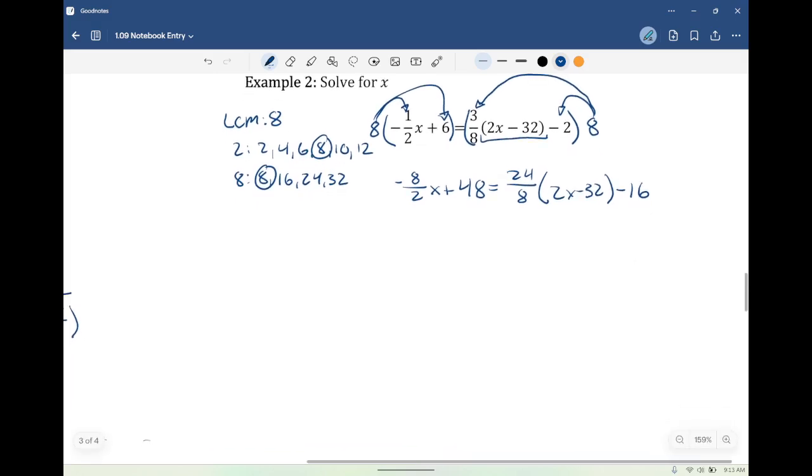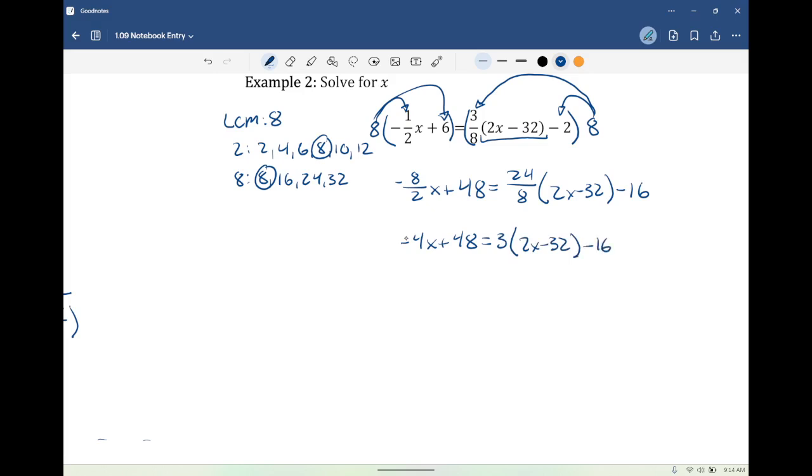I'm going to ask for everybody's help on some of these. 8 divided by 2 is 4. Negative 4x plus 48 is equal to, 24 divided by 8 is 3. So we're going to have 3 times 2x minus 32 minus 16. And so again, what started as something with a few fractions in it, my fractions are fully gone.